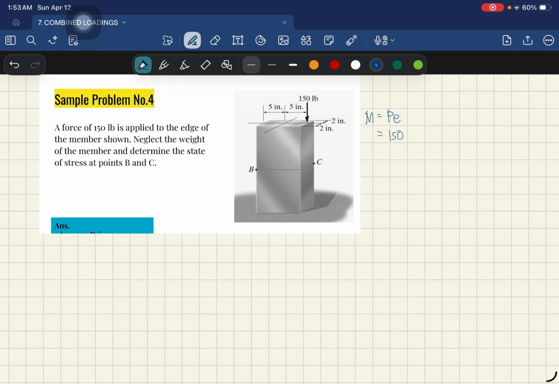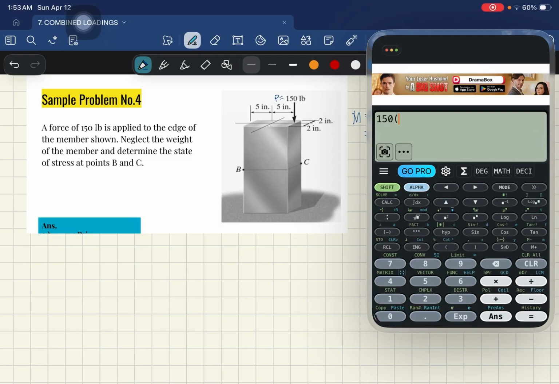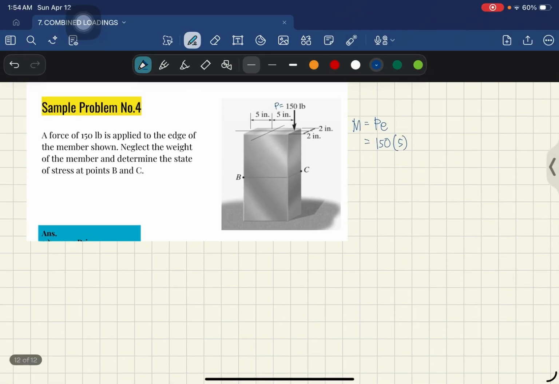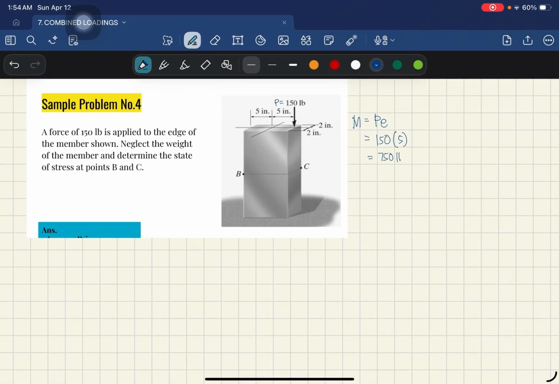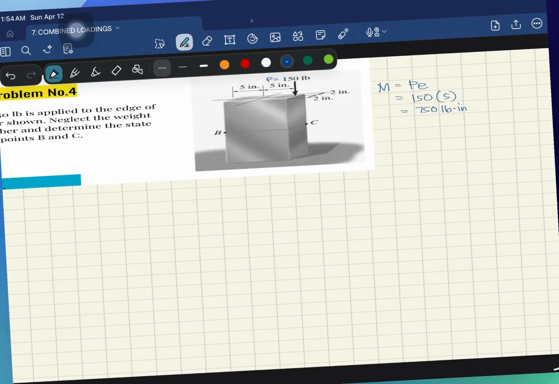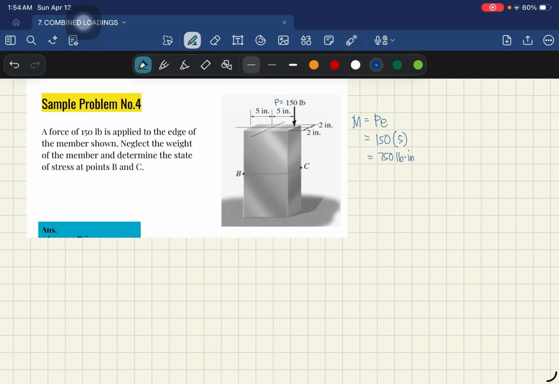So 150, yan yung force natin. M is equal to force times the eccentric distance from the neutral axis na 5 inches. So makukuha natin is 150 times 5 equals to 750 pounds inches. So yan yung moment natin.